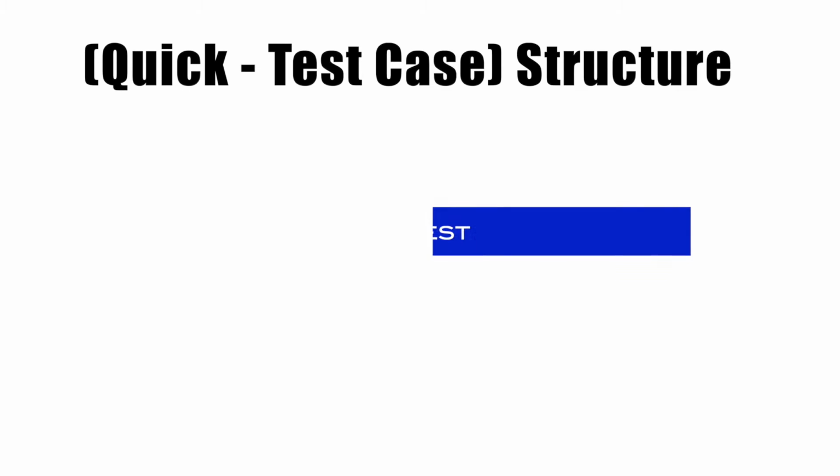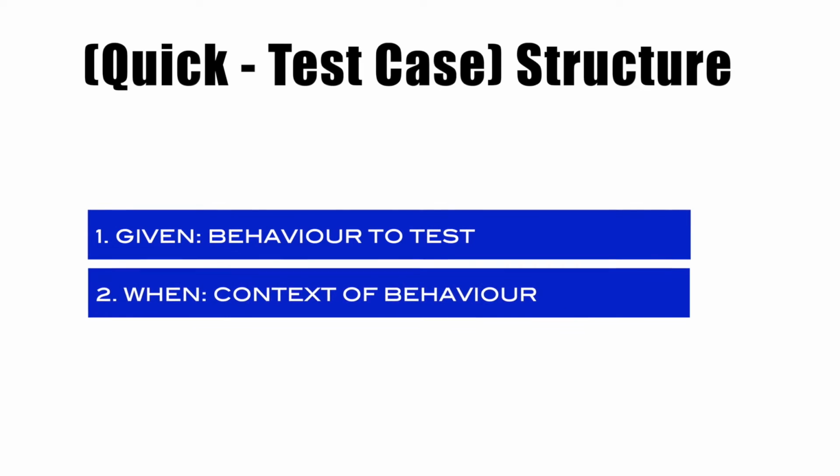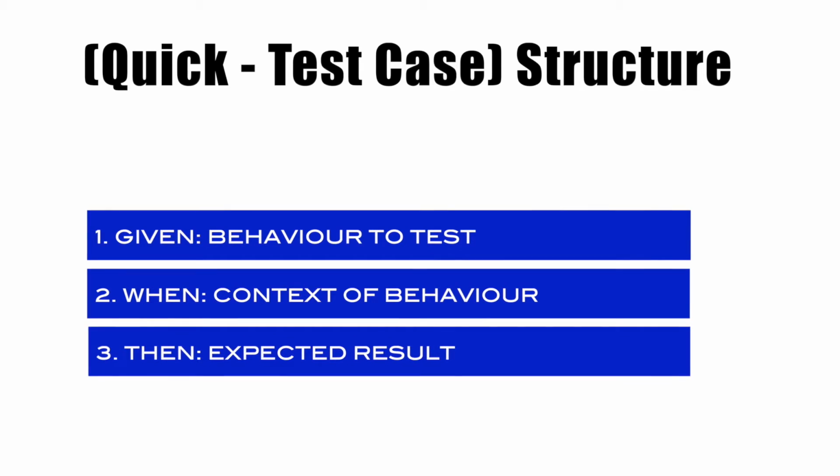To understand these two statements clearly, we have to understand the structure of a Quick test case. So each Quick test case has three sections basically. First is given, second is when, third is then. In the given section, we always mention the behavior that we want to test. In the when section, we provide the context in which we want to test that behavior. And in the then section, that is the third one, we test the expected result.